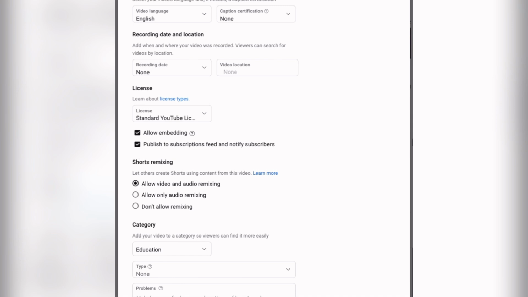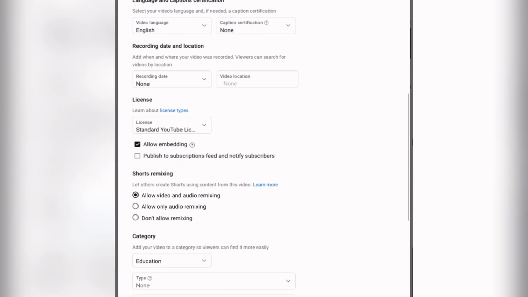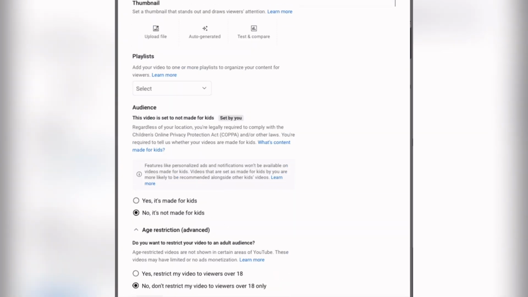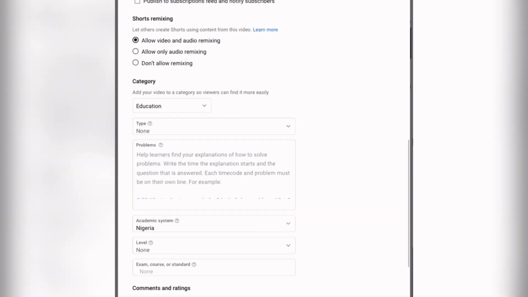But if I turn this off, YouTube is not going to publish it to my subscription feed, and it will not notify my subscribers. But what I noticed is that after I've done this, YouTube still notified my subscribers. So it's either one or the other. YouTube will still notify your subscribers, but it will not push it to just your subscribers, sorry. It will also push it to many people for them to watch. So this is what I am talking about, so you should always turn it off.